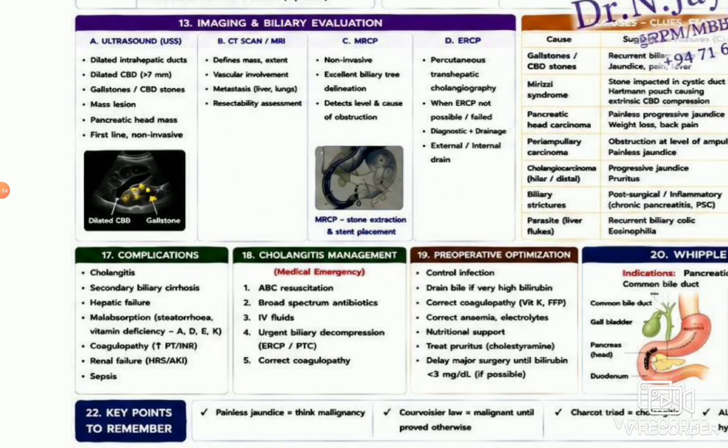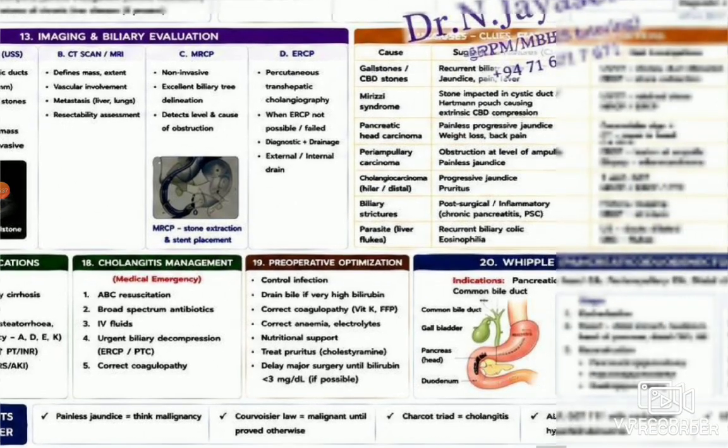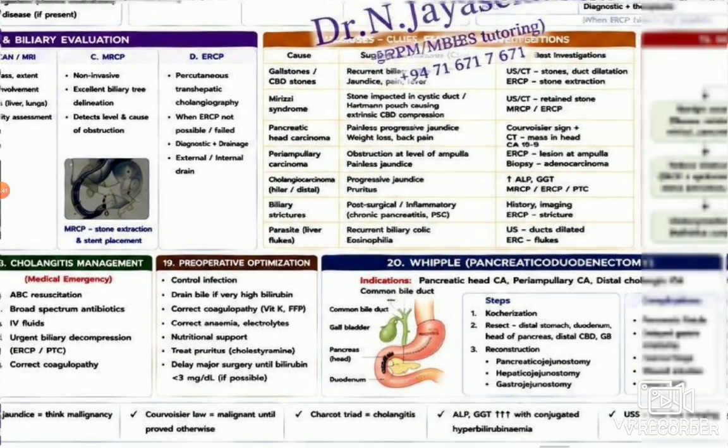Most important step. Definitive treatment is relieving the obstruction. This is the most important step because as long as the obstruction remains, infection cannot fully resolve. So we go for biliary decompression. This is usually done by ERCP, sphincterotomy, stone extraction, or stenting. If ERCP is not possible, PTBD, percutaneous transhepatic biliary drainage, may be needed.